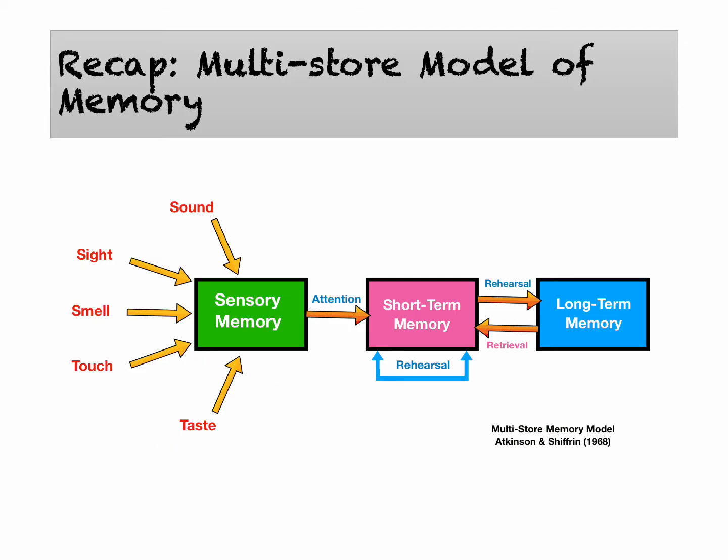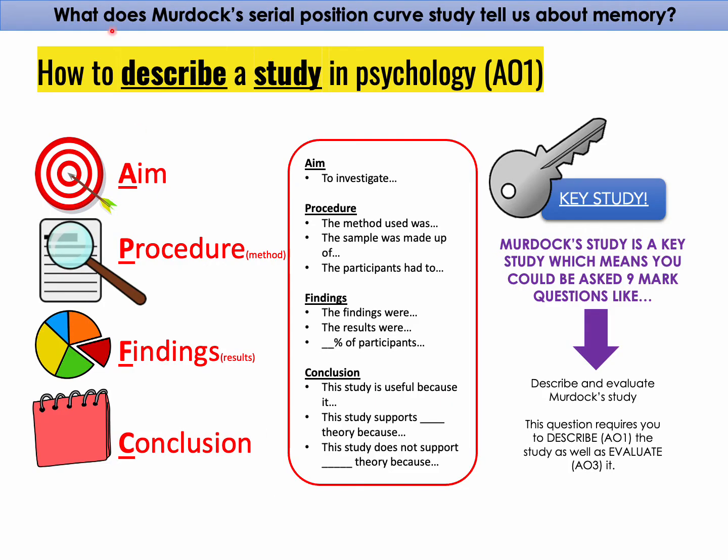But moving on to Murdock's serial position curve study and what it tells us about memory. A couple of things we need to understand. When describing a study in psychology, you need to include the aim of the study. What did they want to see? What did they want to find out or investigate? The procedure, the method, how did they go about finding out what they wanted to? The findings or the results, what did they find?